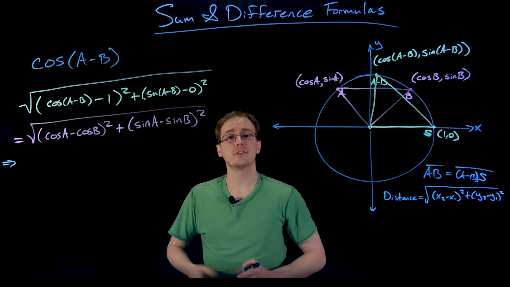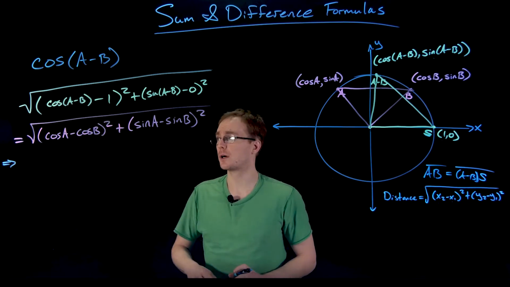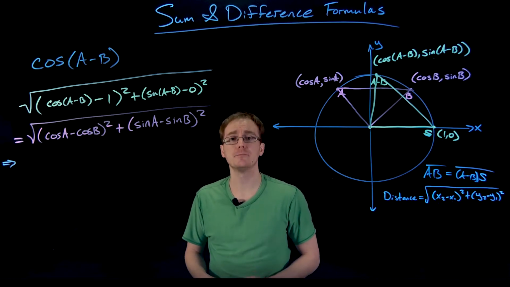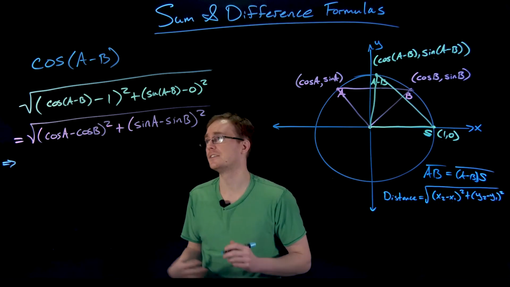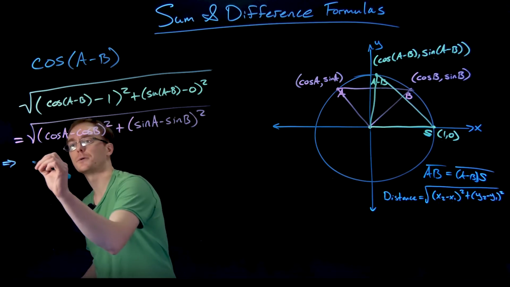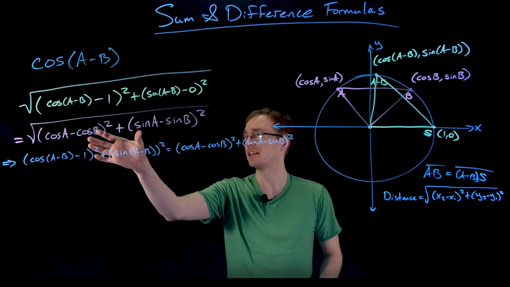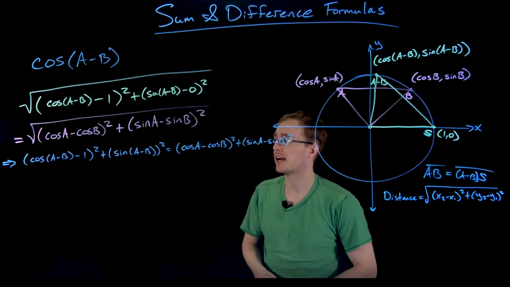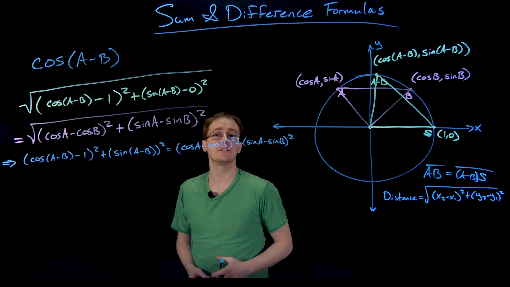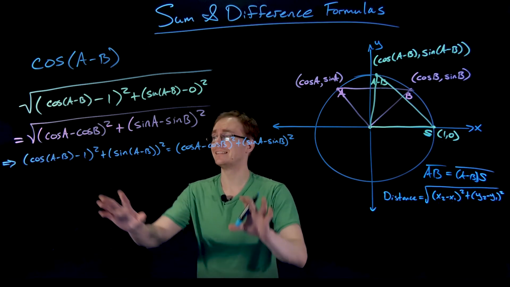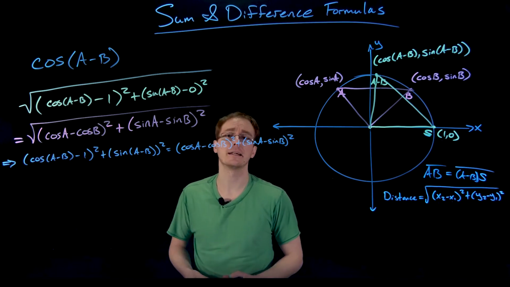One thing that will help us do that is to get rid of the square roots involved in both sides of our equation. And we'll do that by squaring both sides of the equation. So we're just eliminating the square roots. So there we have it. We just have the square of the left-hand side set equal to the square of the right-hand side. So our next step in deriving our cosine difference formula is expanding all these quantities and combining like terms.